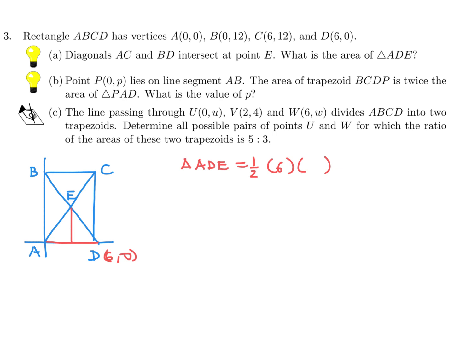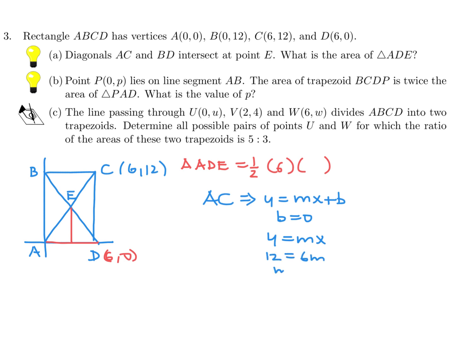Okay, so what's a quick way of doing this here? I guess we'll do it the long way, or I don't even know if there's a shortcut. Okay, fine. Let's do the equation of AC. That's going to be y equals mx plus b, right? And because it goes through the origin, b is 0. That means y equals mx. And then C has coordinates 6, 12, right? So if you plug that in, 6m is 12, so m is 2. So that equation is y equals 2x.